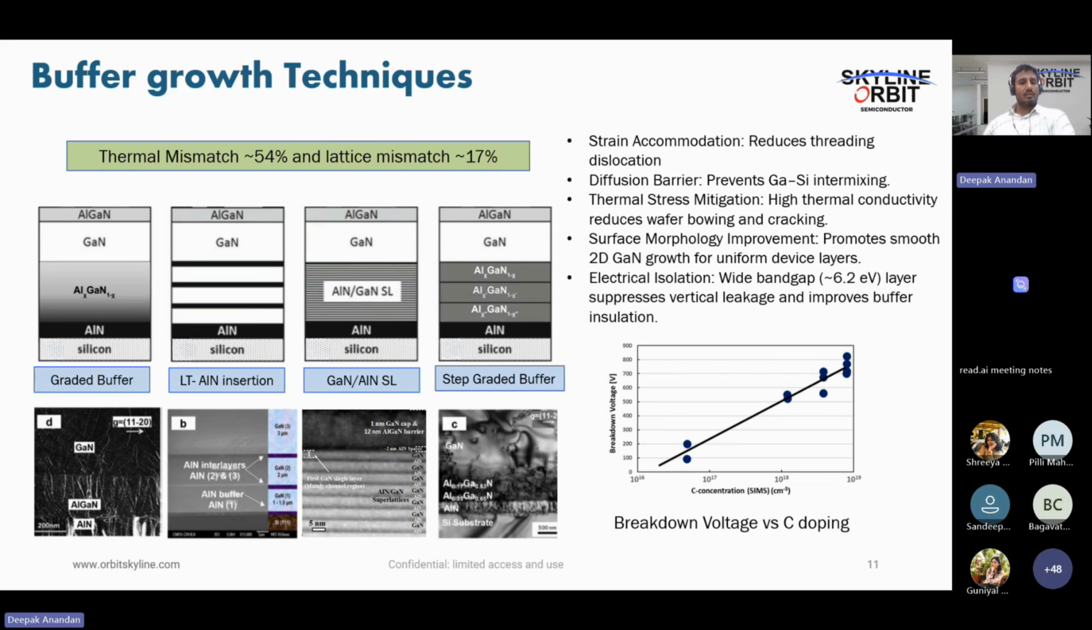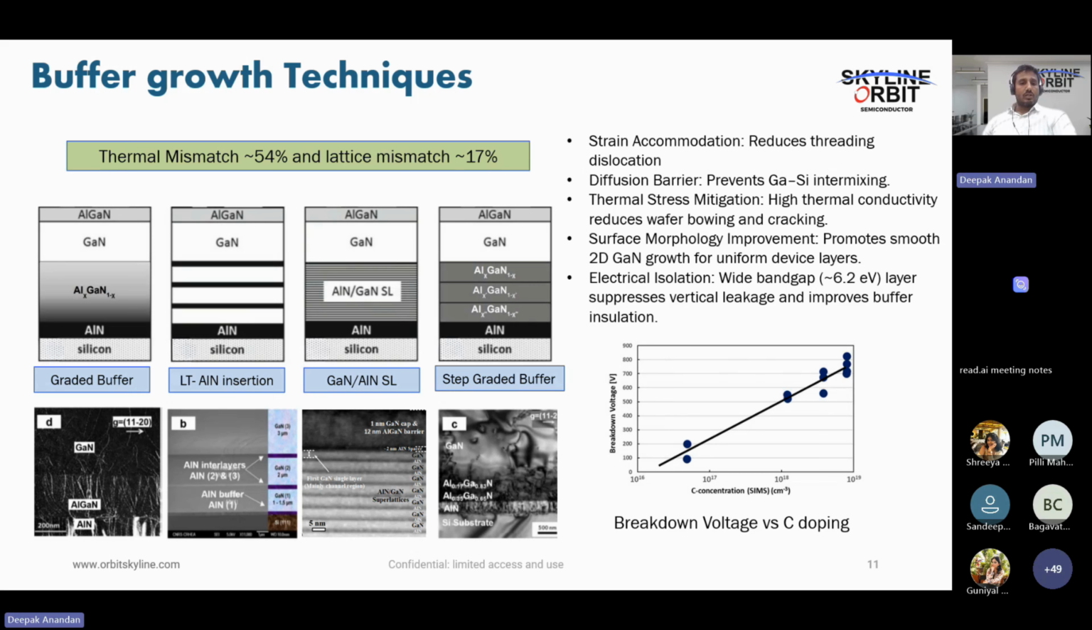Here we are increasing step by step, like let's say 35% of aluminum gallium, 70% of gallium, then 90% of gallium, so that the aluminum composition will be reduced if you go from bottom to top, and the gallium composition will be increased. So it is pretty much easier compared to the linear one, because you will have control over the aluminum and the gallium composition rate. In the respective TEM, you can see how the threading dislocations have been blocked with respect to different buffer techniques.